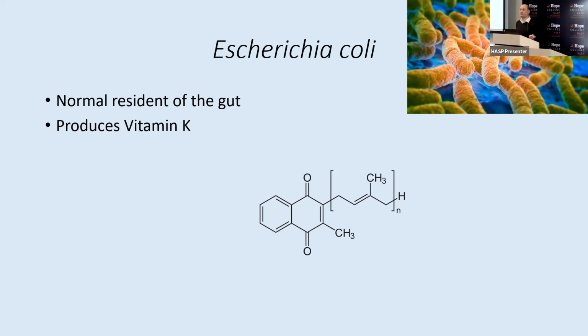So we get vitamin K from the diet. We get a lot of vitamin K from E. coli living in the gut. So this is an example where E. coli has a nice, cozy environment to live in. It has a constant supply of nutrition from all the foods that we eat, and it makes vitamin K for us. So having E. coli present is a good thing.